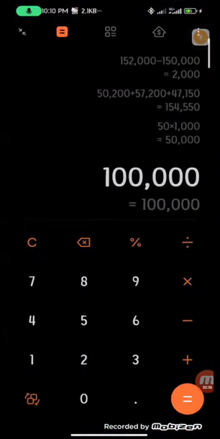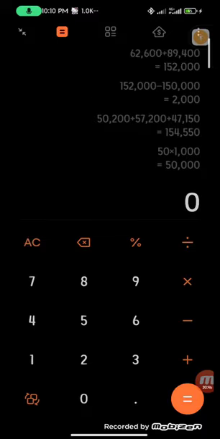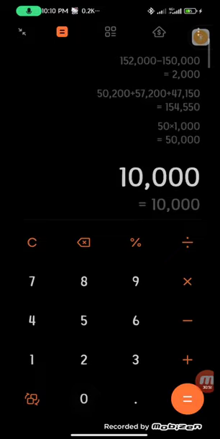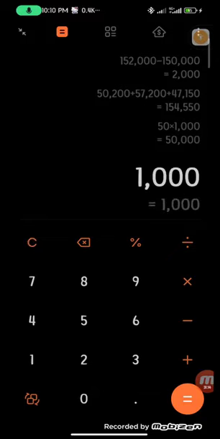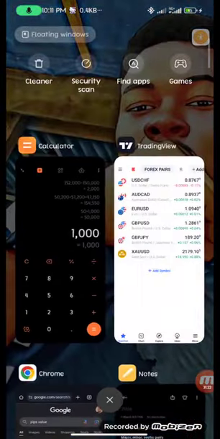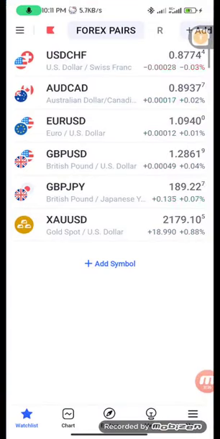So we have one standard lot size, which is 100,000 units. We have one mini lot size, which is 10,000 units. Then we have micro lot size, which is 1,000 units. Taking it from the standard lot size, anything I'm buying using one standard lot size means I'm buying 100,000 units worth of that currency.